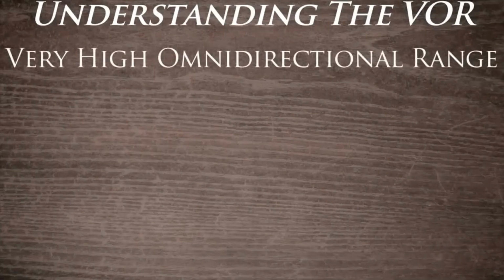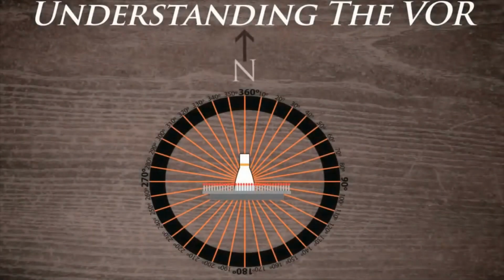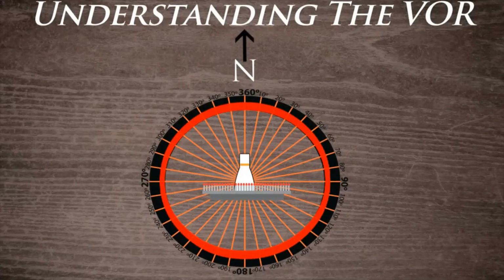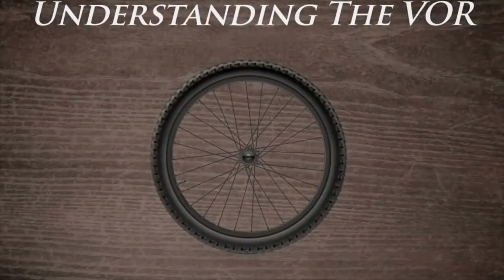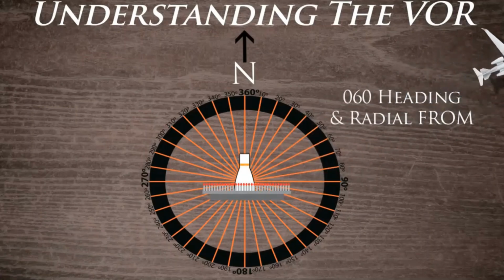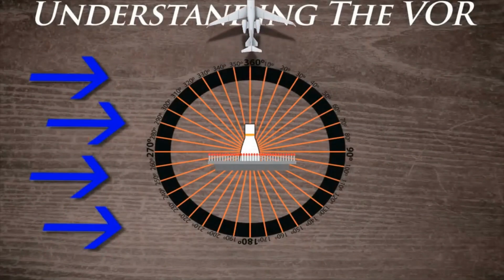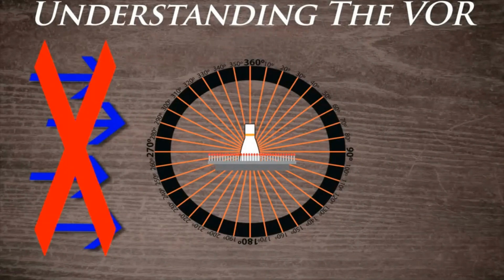Standing for Very High Omnidirectional Range, a VOR uses a ground station to provide azimuth information to the aircraft. The station is oriented to magnetic north and sends out 360 radials. Each radial represents a heading from the station. When visualizing a VOR, think of a bicycle wheel. Each radial is a heading from the station, so when you fly over the VOR and track a radial from the station, you are essentially tracking a heading away from the station. It is important to remember that VOR radials do not account for winds, so your in-flight heading may be different from the radial which you are tracking.